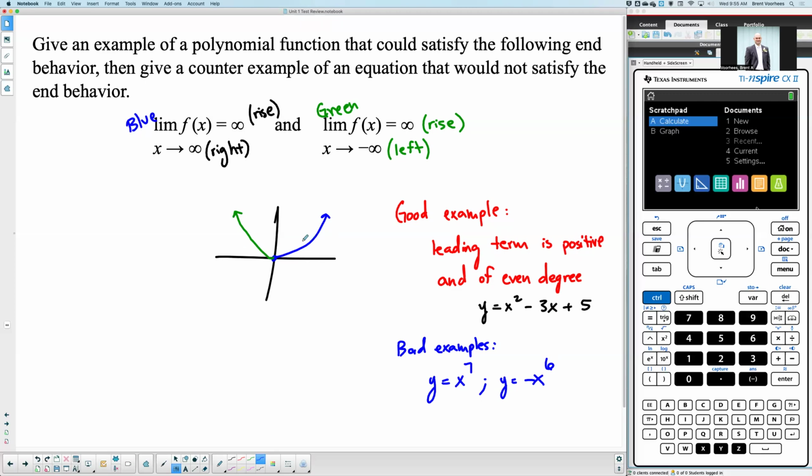It's positive because it's up. Does that make sense? It's a positive because it's up. And it's even because these are reflecting on the y-axis. Positive because it reflects this way on the y-axis. It's positive and even.